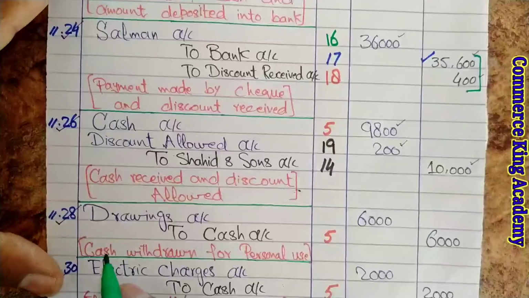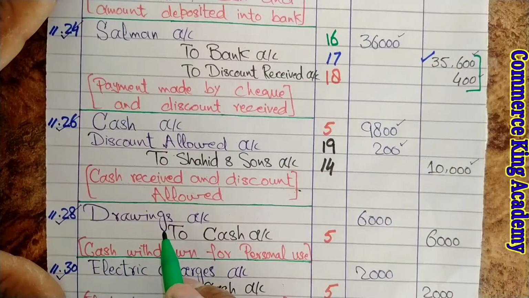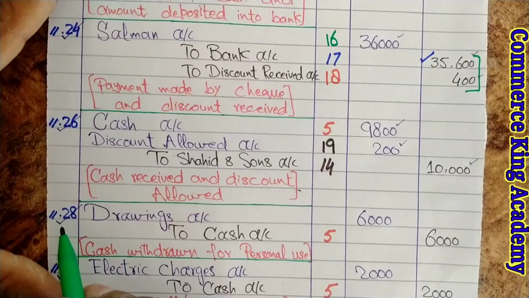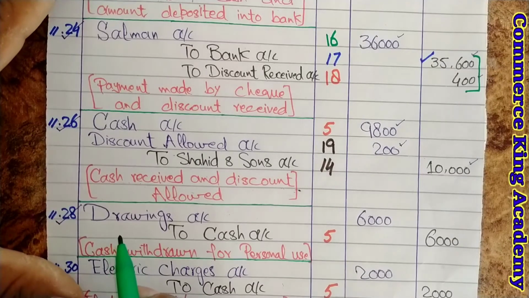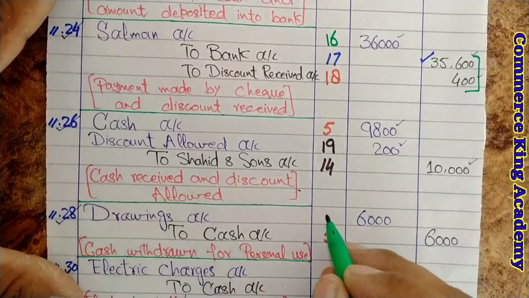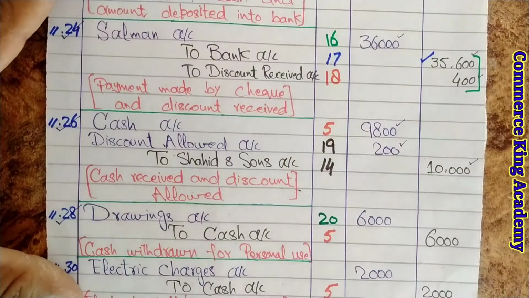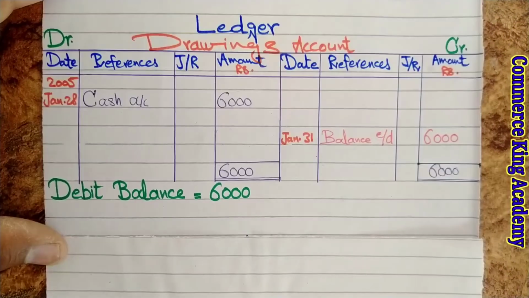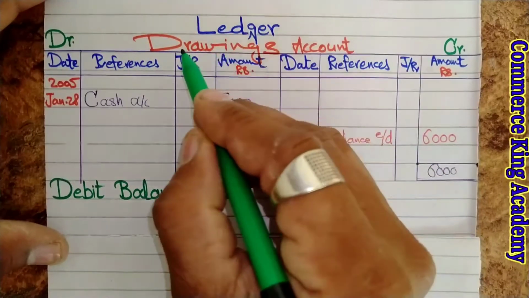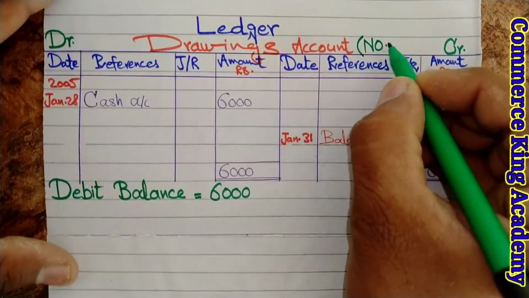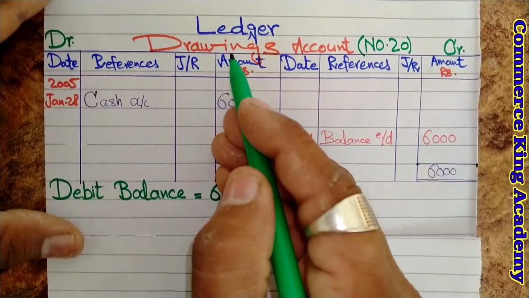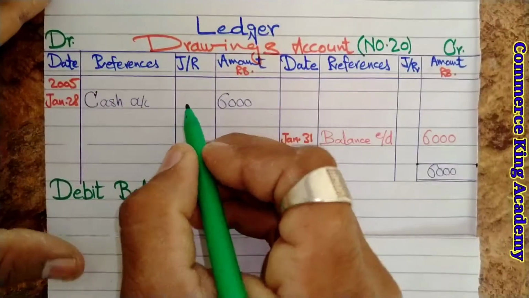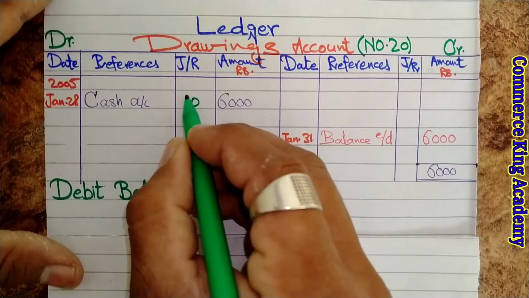Our next account after discount allowed account is drawings account. Dated Jan 28, drawings account is debited by cash account. We will give this account ledger folio number 20, amounting to 6,000 rupees. Let's see the ledger account of drawings account, ledger folio number 20. In the drawings account, the general entry was drawings account debited by cash account, reference number 10, amounting to 6,000 rupees.